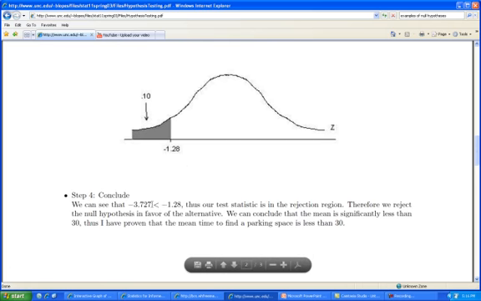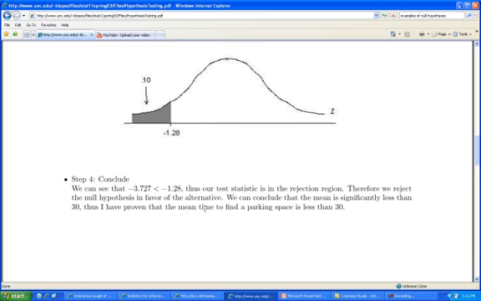Okay, because negative 3.727 is in the rejection zone. So we conclude that it is in the rejection zone, therefore we reject the null hypothesis. Ta-da! We can conclude that the mean is significantly less than 30. Thus, I have proven, actually proven is not the best word, supported, or with confidence said that the mean time to find a parking space is less than 30.